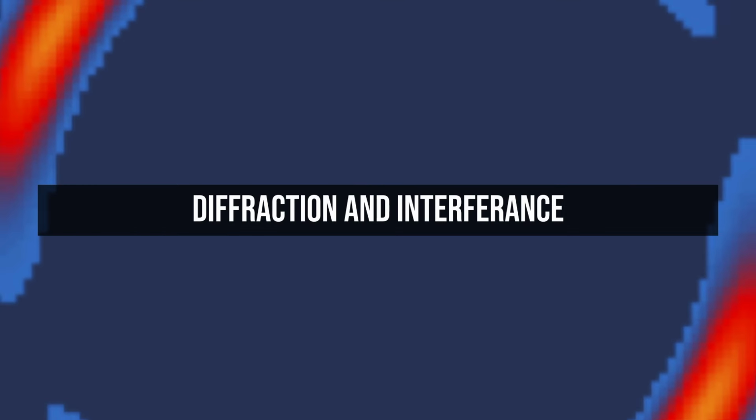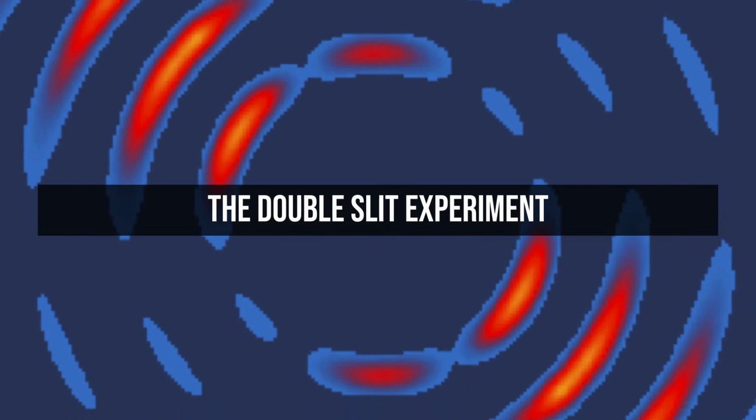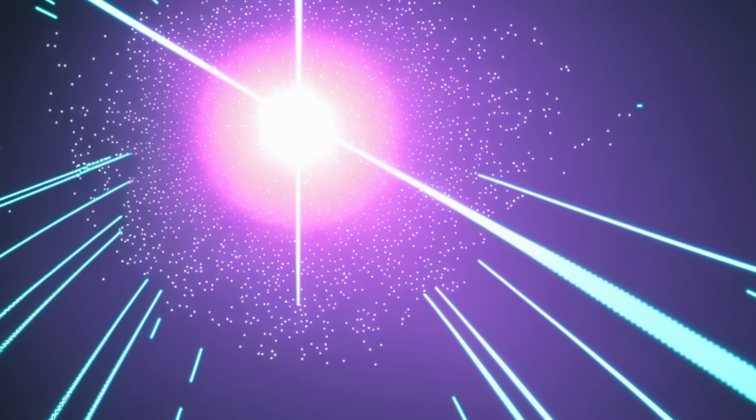As far as wave behavior goes, there's a thing called diffraction and interference. Thomas Young's double-slit experiment in 1801 demonstrated that when light passes through two close slits, it creates an interference pattern of dark and light bands on a screen. This pattern is characteristic of wave behavior, as waves from each slit interfere with each other, creating areas of constructive and destructive interference. So what about the particle side of light?